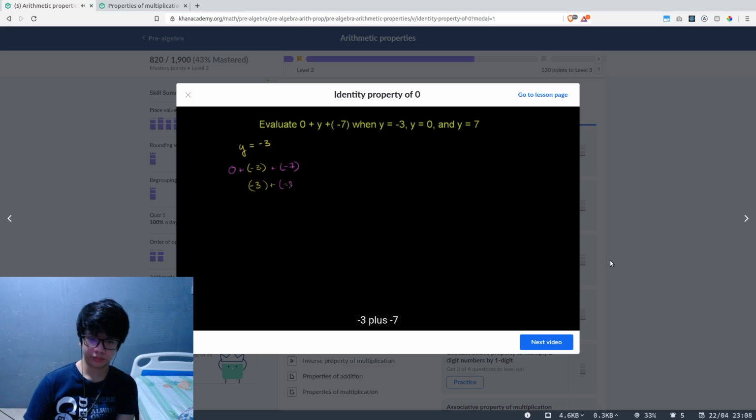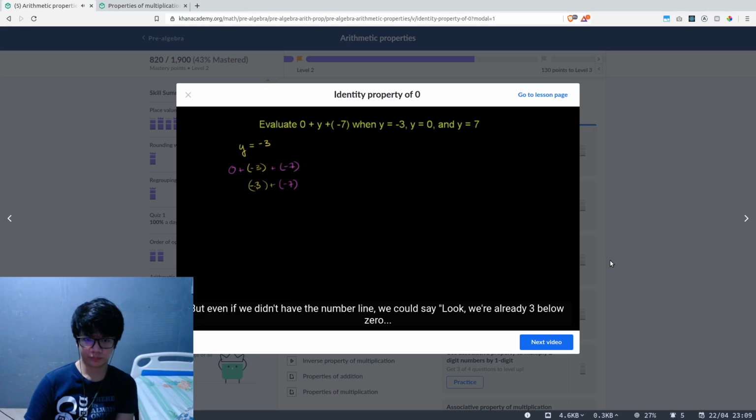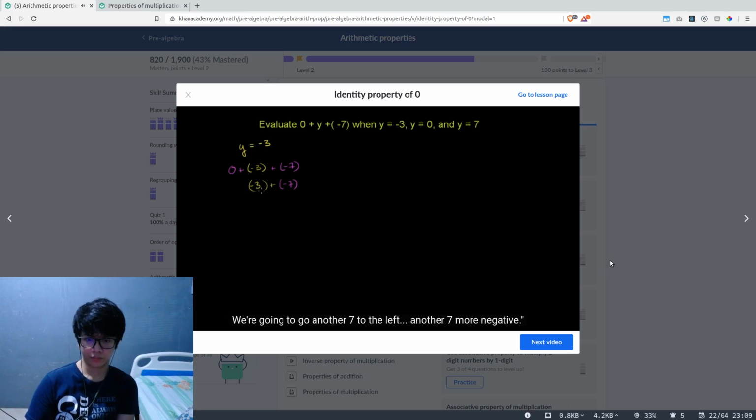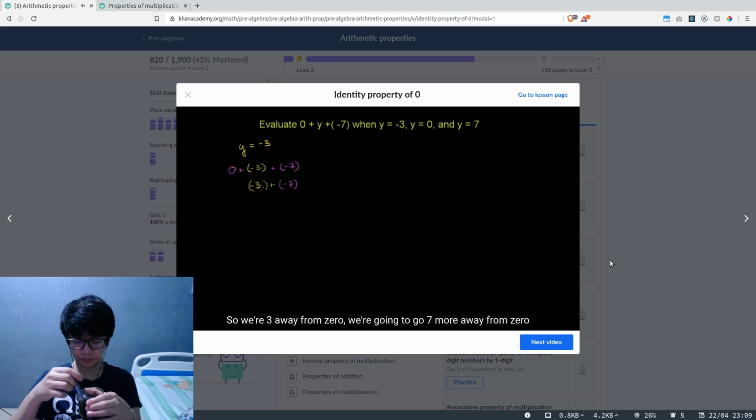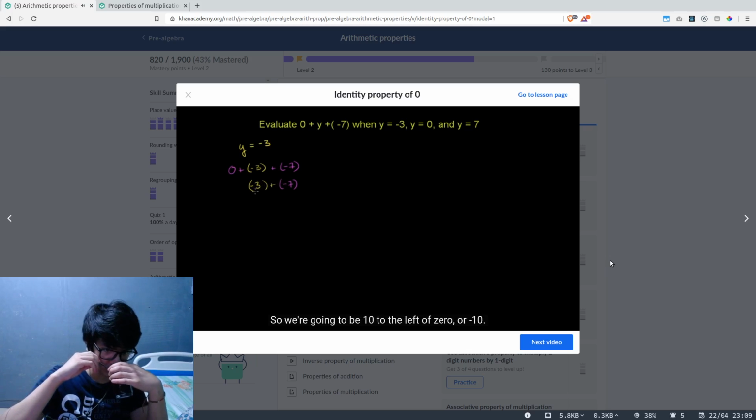Negative 3 plus negative 7. Now we could draw a number line here just to help us visualize it. But even if you didn't have the number line, you would say, look, we're already 3 below 0. We're going to go another 7 to the left, another 7 more negative. So if we're 3 away from 0, we're going to go 7 more away from 0. So we're going to be 10 to the left of 0, or negative 10.